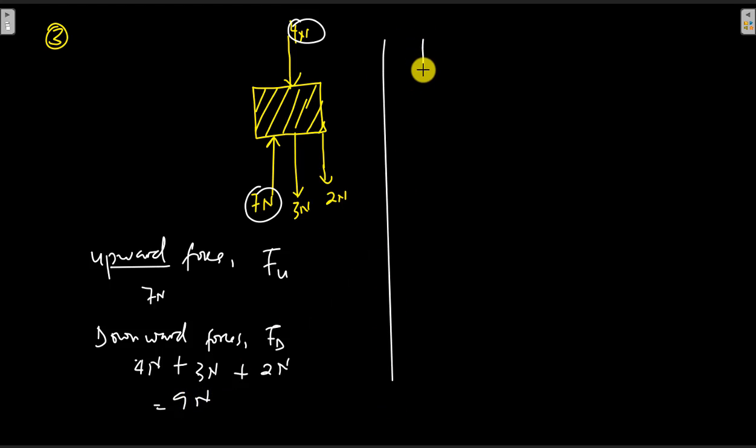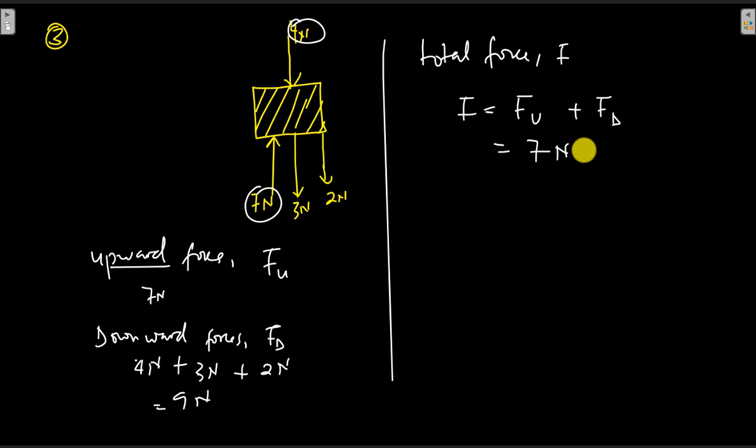Let's find the total force on this object. Let's call that F. So the total force is going to be equal to the forces in the upward direction plus forces in the downward direction. We have only 7 newtons upward. The forces in the downward direction, remember by convention, all forces in the downward direction are given a negative sign, so they all add up to negative 9. So if you add the 7, you have negative 2 newtons.